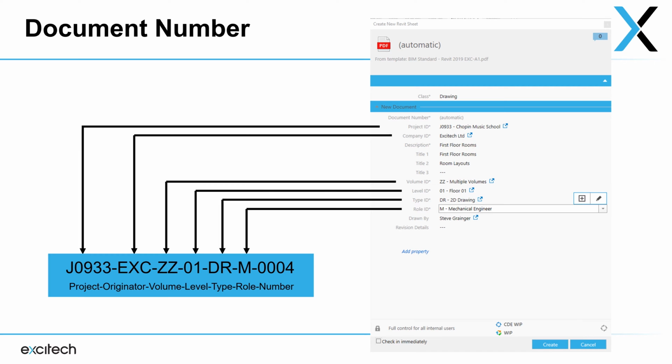After level comes type, and this is also typically a 2-character code. The standard defines most of these, so you will need to make sure you are selecting and using the correct one. We have selected DR for a 2D drawing. Next, we have the role, which is usually 1 to 2 characters long. The standard defines most role codes using single characters, but you can add your own 2-character codes. We have selected M for mechanical engineer. And then lastly, we have a sequential number, which is usually 4 to 6 characters long.